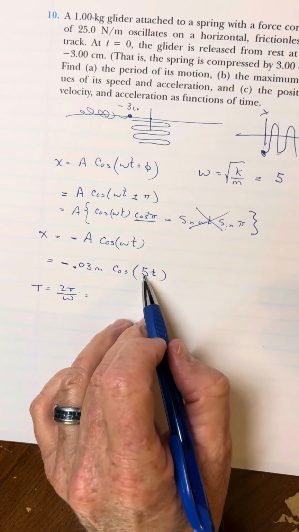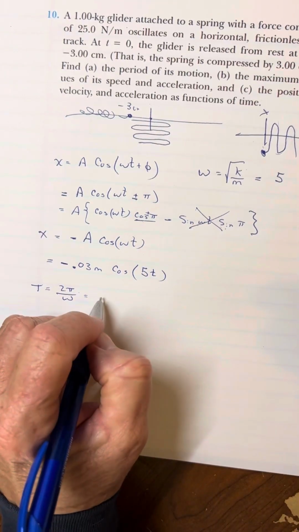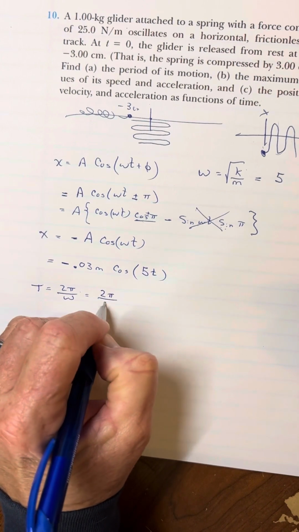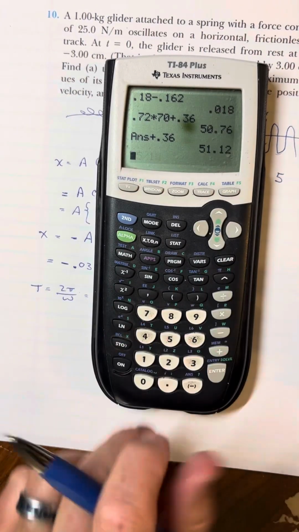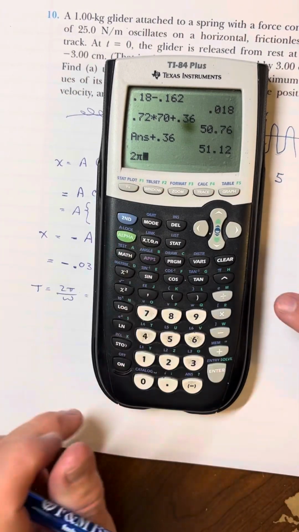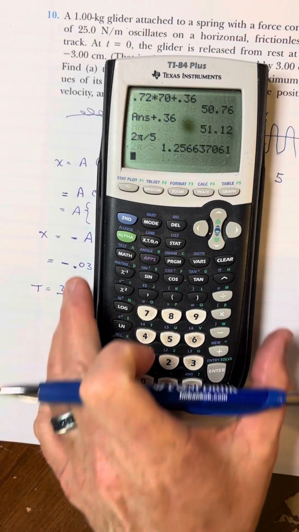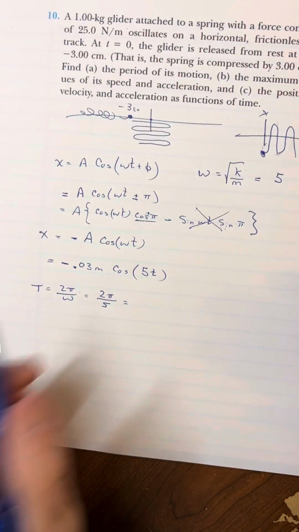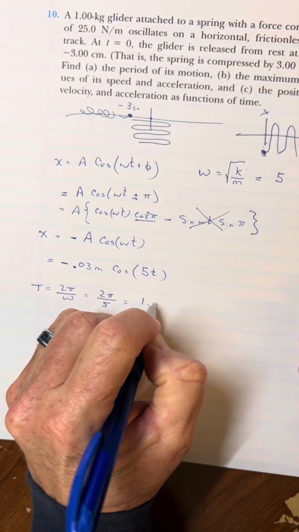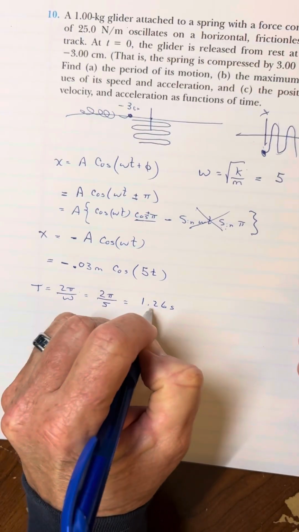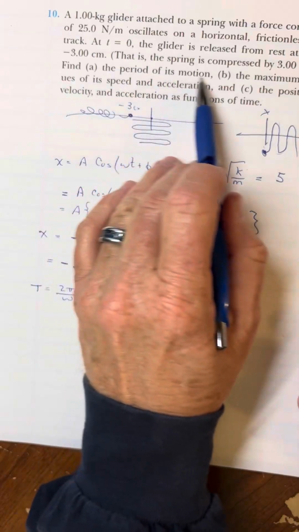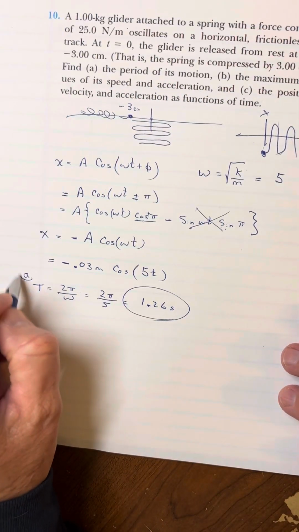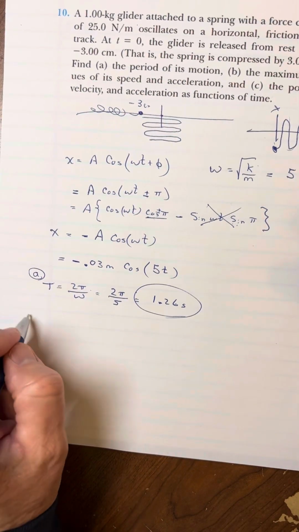Omega, as we said, is this 5, the square root of k over m, and so this is going to be 2 pi over 5. And so 2 pi divided by 5 is about 1.26 seconds to go back and forth for the period of oscillation. So there's A.